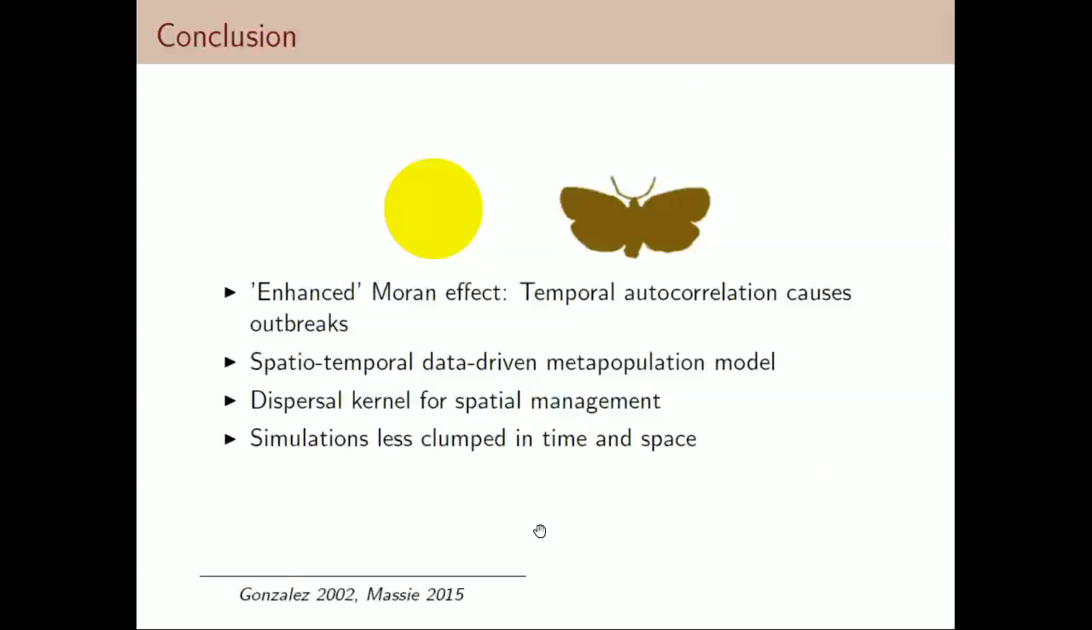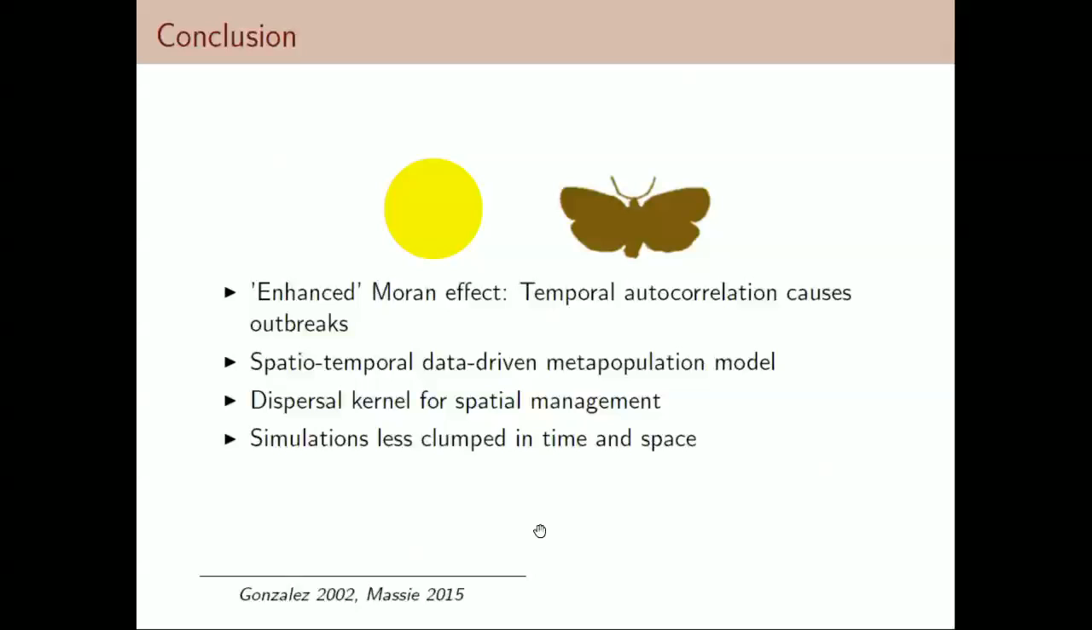And so the conclusion is that this seems similar to what other people have found, which they've called the enhanced Moran effect. It's not only the spatial autocorrelation, but it could also be temporal autocorrelation that causes these big outbreaks. And this has been shown in theory and also in experiments with microcosms. So it's interesting that this could also occur in nature.